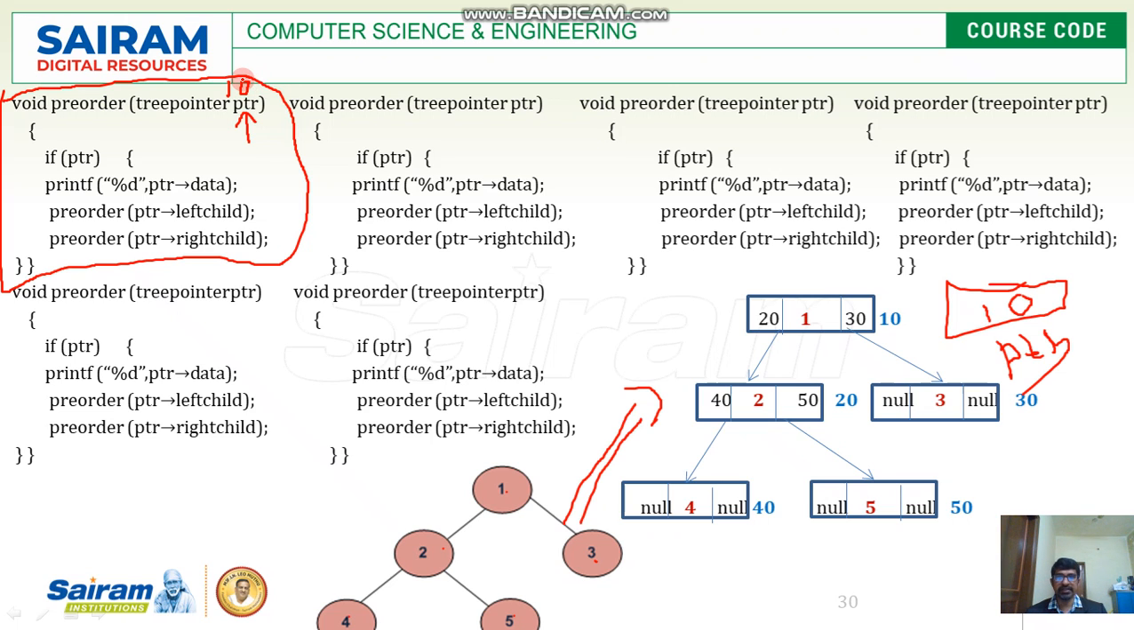Now look at the next statement. If ptr, that means ptr is not a null value, that means there is a tree which is in place.